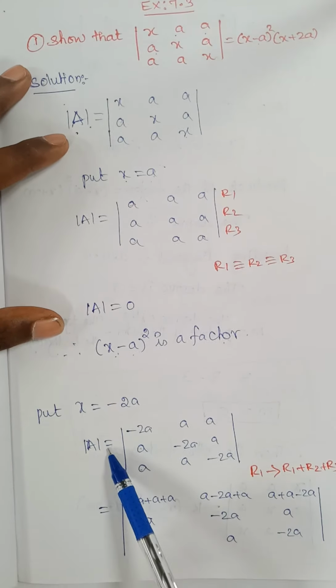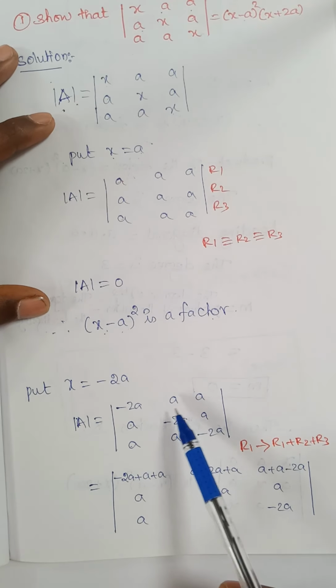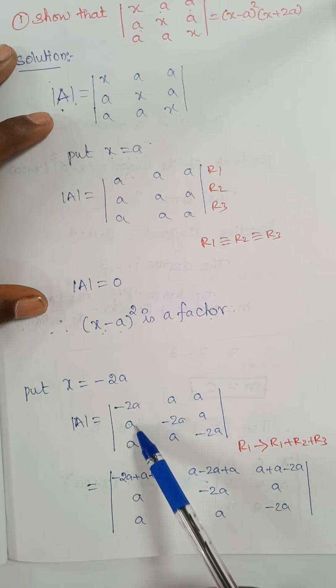So determinant of a is equal to, instead of x, substitute minus 2a: minus 2a, a, minus 2a, a, minus 2a. Now here nothing is identical. So we can change row 1 to row 1 plus row 2 plus row 3. So we can add these 3 rows in row 1. So minus 2a plus a plus a, minus 2a plus a plus a, minus 2a.